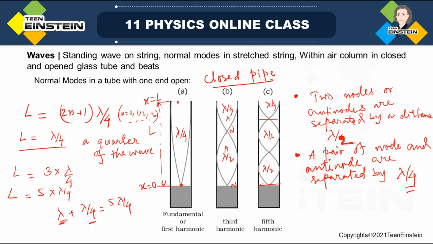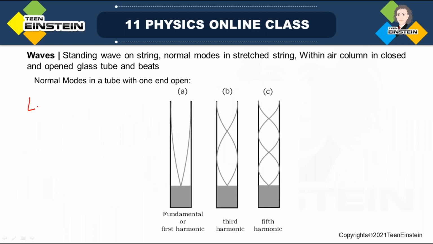I'll just clean everything. Now I'll go with frequency. So I have got (2n plus 1) lambda by 4. In this case, if I write L is equal to (2n plus 1) lambda by 4, then lambda will be 4L by (2n plus 1). This is the first one.